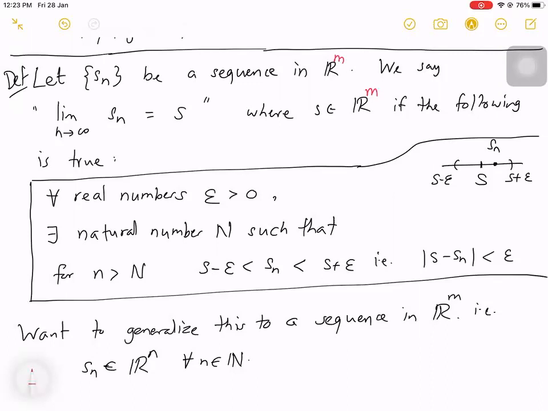Does the first thing change, for all real numbers epsilon greater than 0? The answer is no. Maybe this interval is not really very useful, and this one is not really useful to me, so I'm going to cross this out. But what changes? I have to have the notion of the magnitude of a vector. So instead of absolute value, I'm going to put this notation.